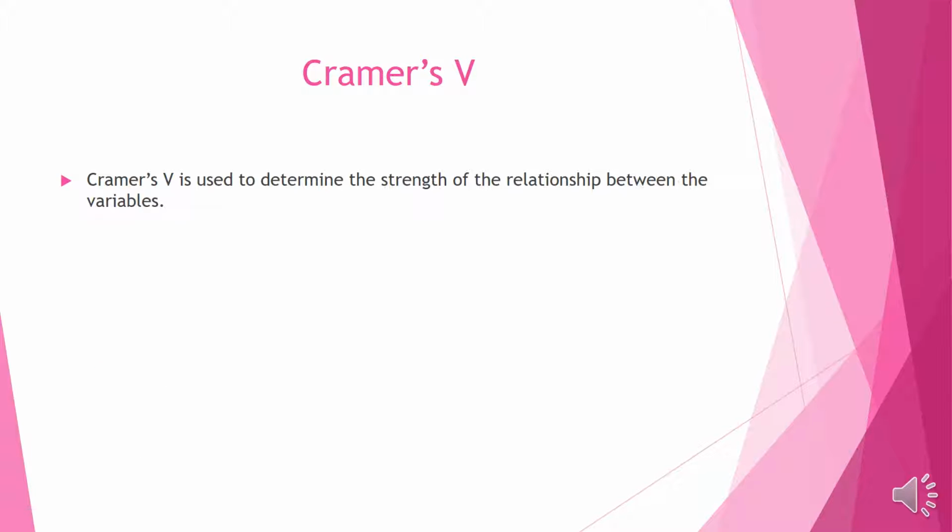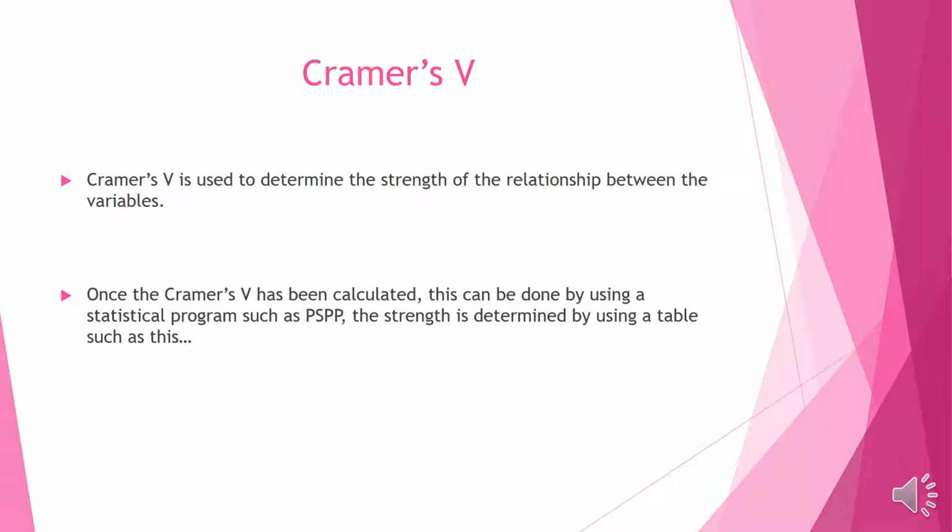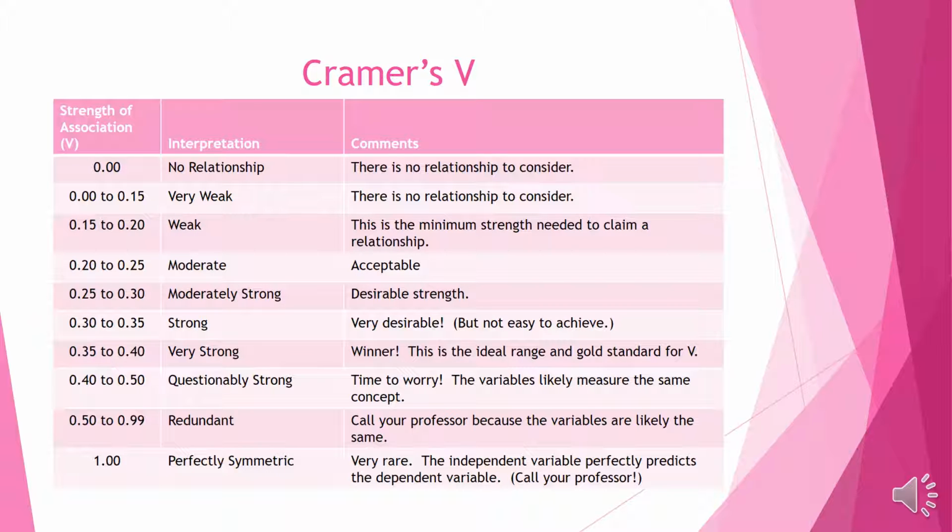Cramer's V is used to determine the strength of the relationship between the variables. Once Cramer's V has been calculated, which can be done by using a statistical program such as PSPP, the strength is determined by using a table such as this. The table moves from a strength of association of 0, which shows that there is no relationship to consider, to 1, which is a perfectly symmetric relationship. This is very rare, as this means that the independent variable perfectly predicts the dependent variable.